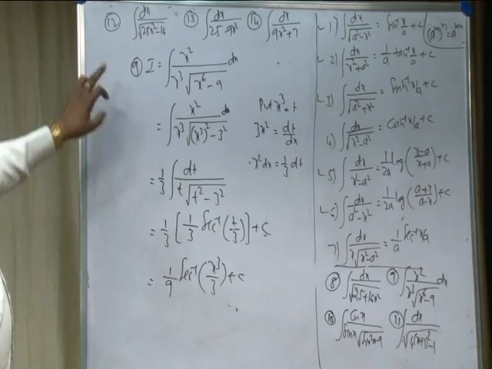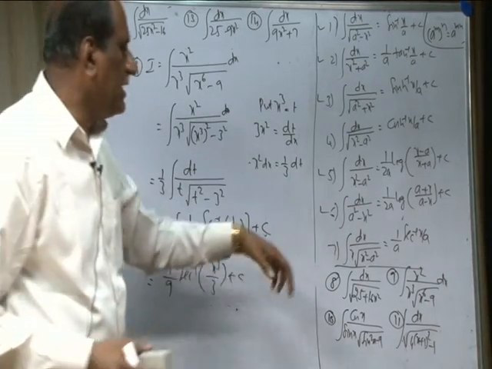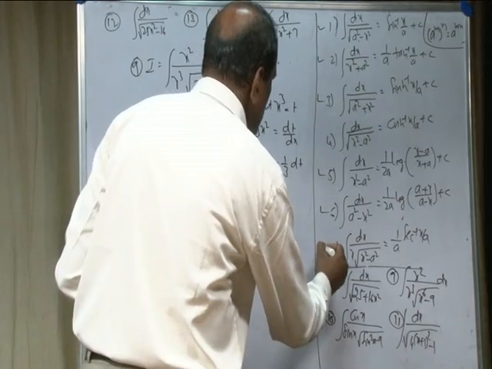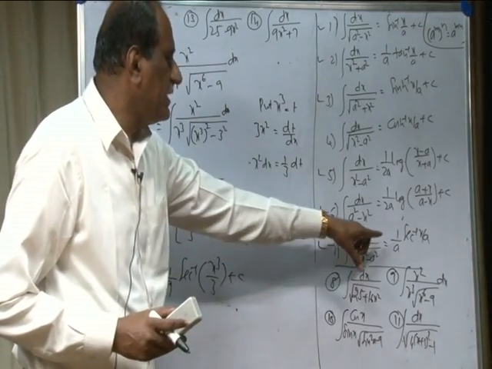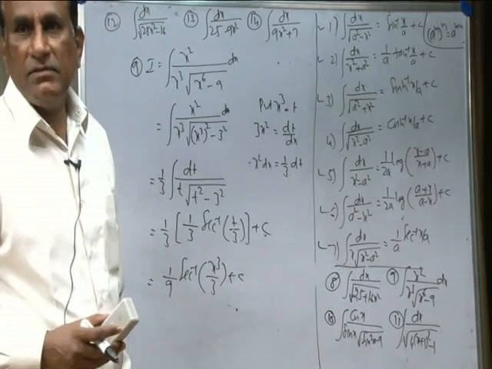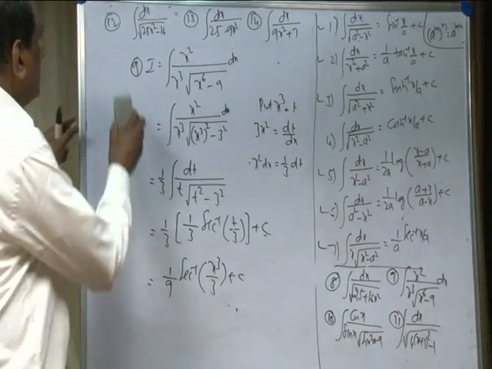So, this is the procedure to work out problems based on the 7th formula. I use this formula: integral of dx by x into root of x square minus a square is 1 by a secant inverse x by a plus c.